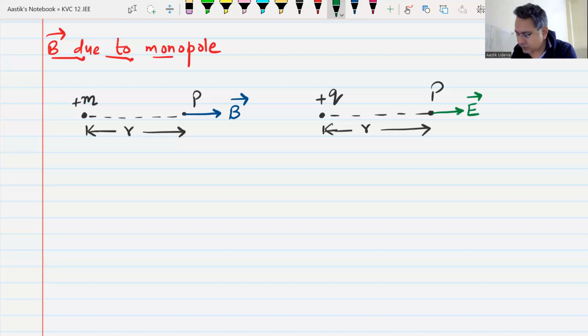Do not call it KQ by R square. The actual form, assuming that it is vacuum, for the electric field E, direction I have already drawn, so I'm just writing the magnitude, is Q by 4 pi epsilon naught R square. We understand this?